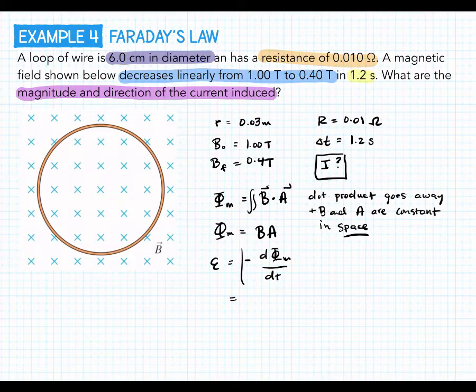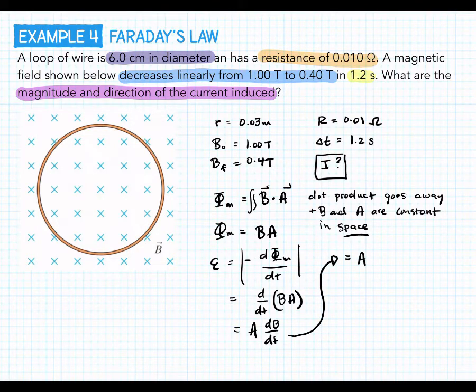B. So we have d/dt of phi. In this case, phi is B times A. Which one of these things is constant? A. So we can pull A out. Then we have dB/dt. What does it mean when we know this decreases linearly at a constant rate? What happens to our derivative? It just becomes a change. We can call it delta B over delta T.